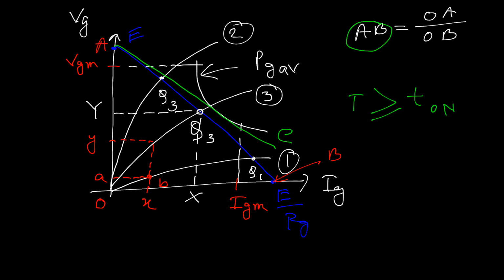That is why, to make a reliable firing, always try to maintain the duration of the gate pulse high enough with respect to the actual turn-on time of the SCR. So this is all about the gate characteristics.